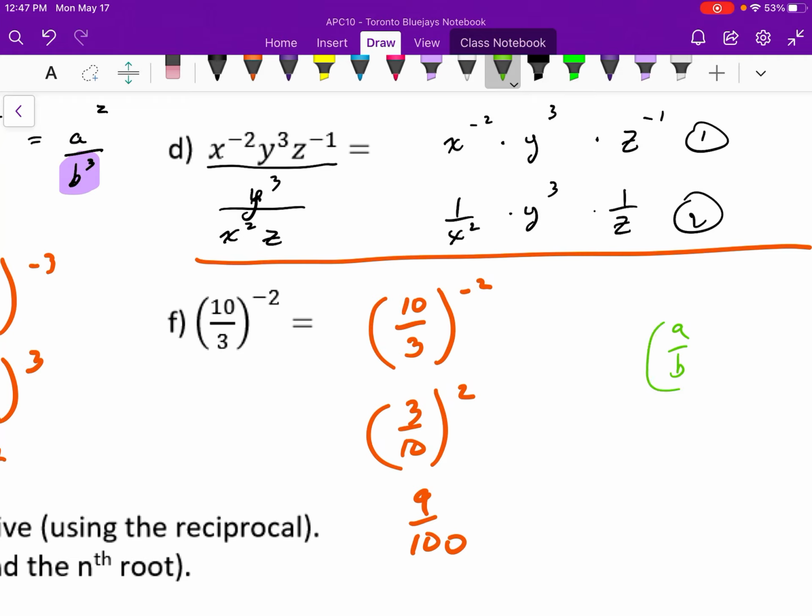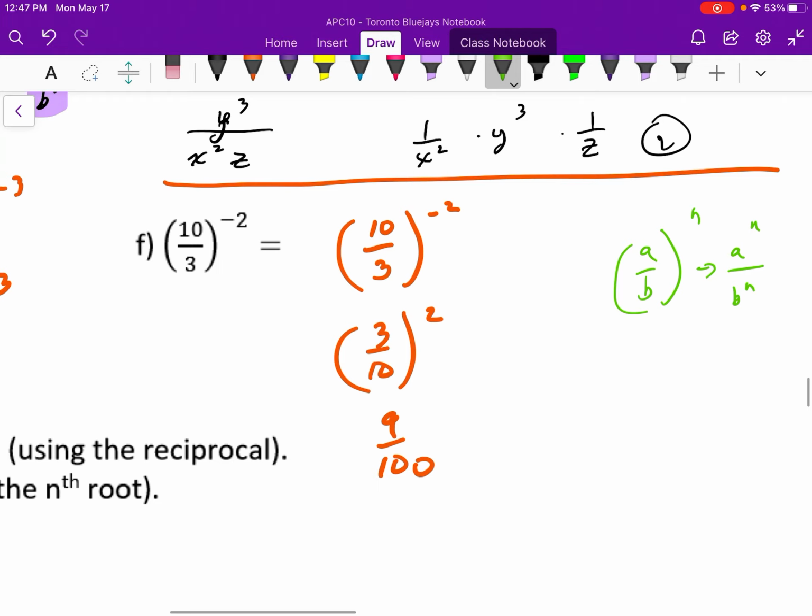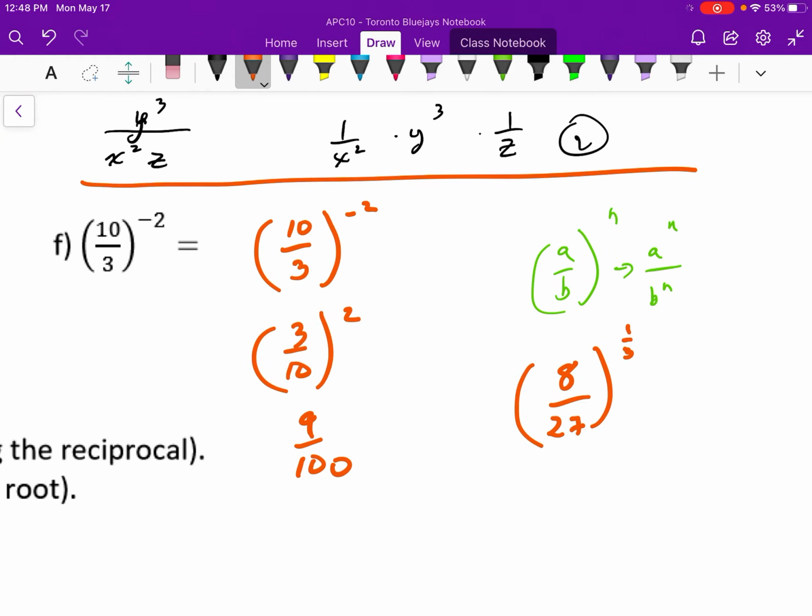Now remember, that any number a over b to a certain power of n, you could rewrite this as a to the power of n over b to the power of n. And what is interesting about this is it actually expands our understanding. So 8 over 27, for instance. Did you know that 8 over 27 to the power of 1/3 is equal to 8 to the power of 1/3 over 27 to the power of 1/3? And we know that to the power of 1/3 really means cube root.